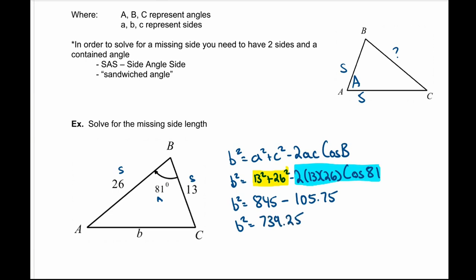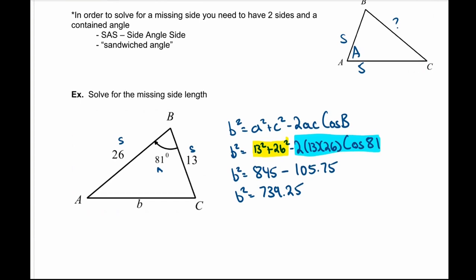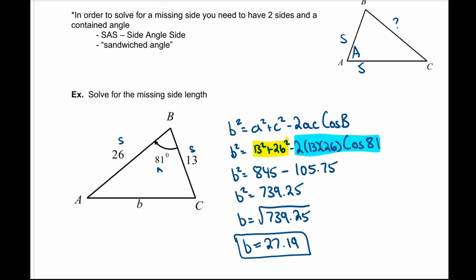B squared equals 739.25. Now we're not quite done because this is b squared, but I want b. So in order to get b by itself, I have to take the square root of 739.25, and I end up with 27.19 as my missing side length. So that's how you can use the cosine law to find a missing side length.